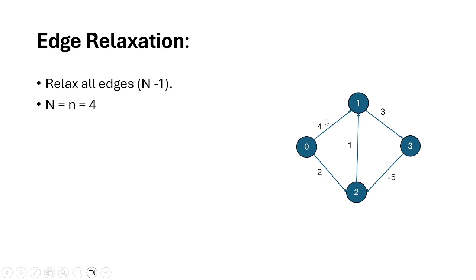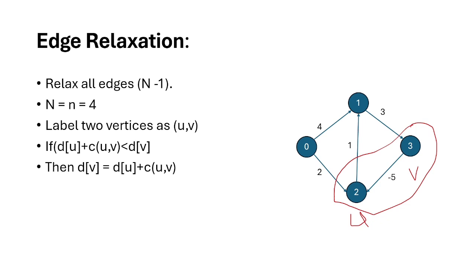So what does relaxation mean? If I take 2 vertices, let's say 2 and 3, let's call them U and V. Then between the pair U, V, there's an edge. Check if the distance of U plus the cost of edge U, V is less than the distance of V. If so, then change the distance of vertex V to the distance of U plus the cost of edge U, V.